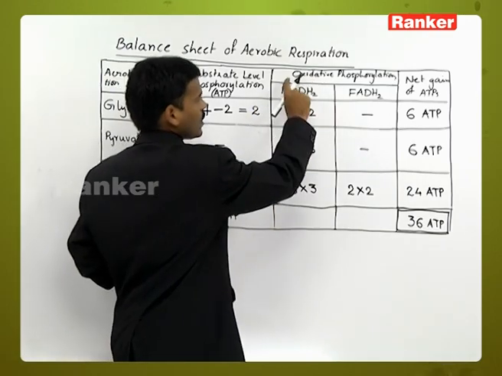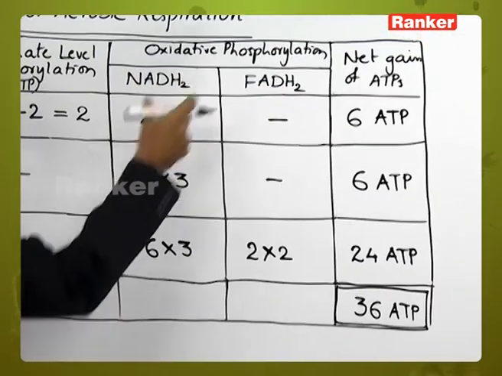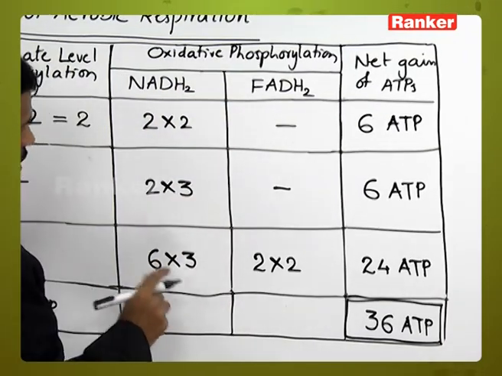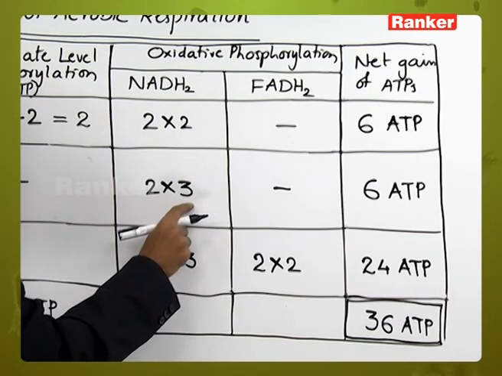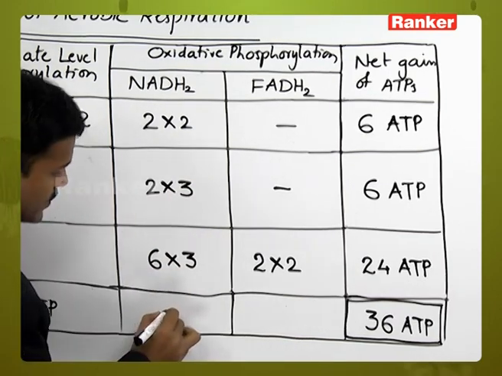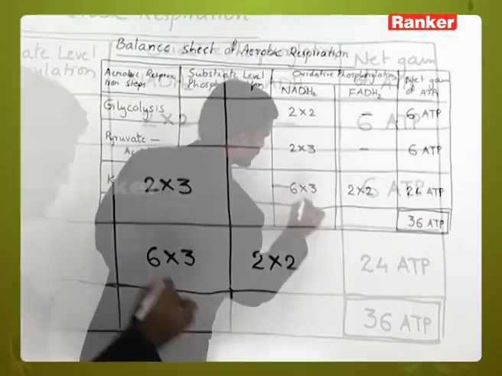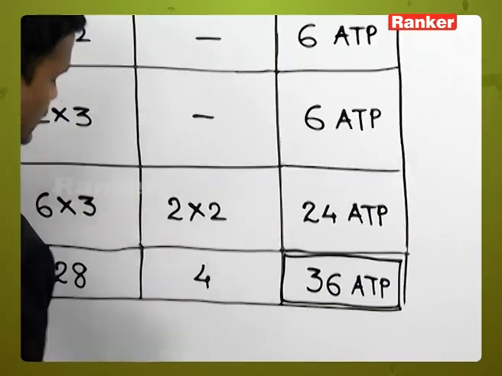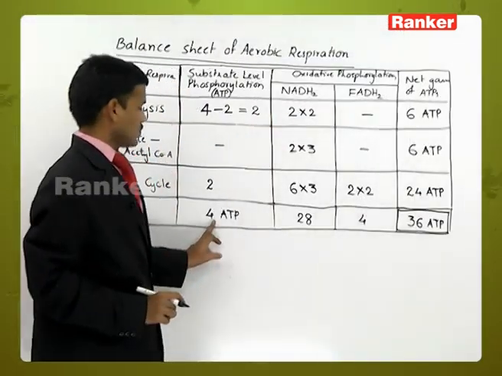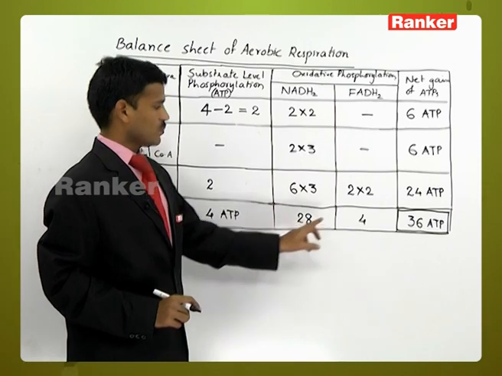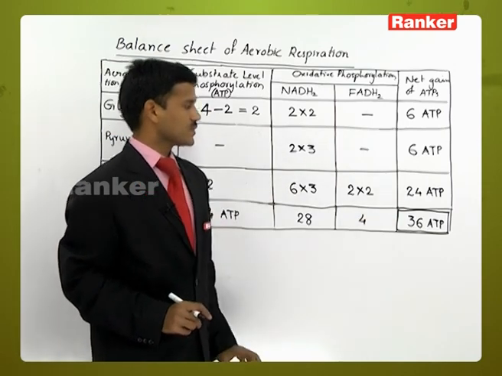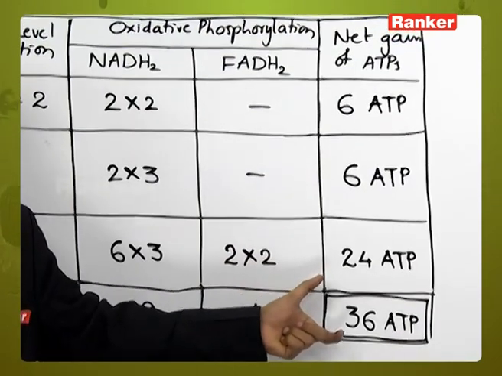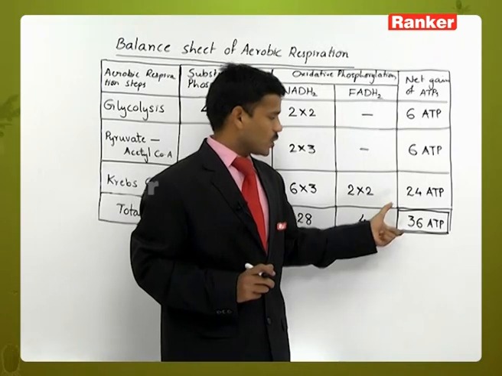And by oxidative phosphorylation, when these are involved in oxidative phosphorylation, here 4 plus 6, 10 plus 18, 28, and here 4 ATPs. 4 plus 28, 32 plus 4, 36 ATPs. So here it is the net gain of 36 ATPs in aerobic respiration.